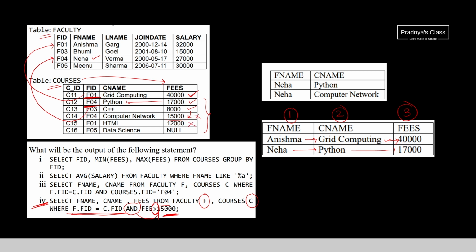Next record also doesn't satisfy the criteria, even the last record. Finally, we will be getting this output. Hope you understood this explanation. If you have any doubt, let me know in the comments.